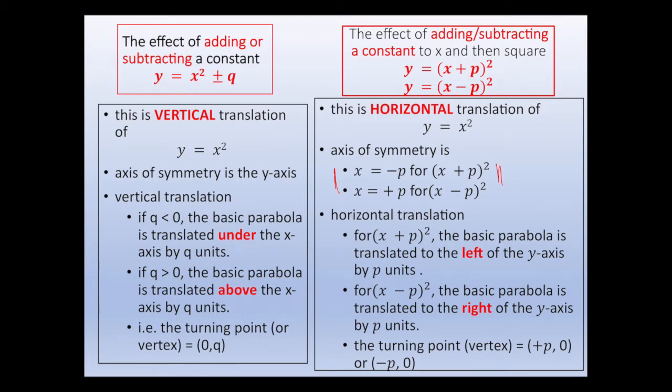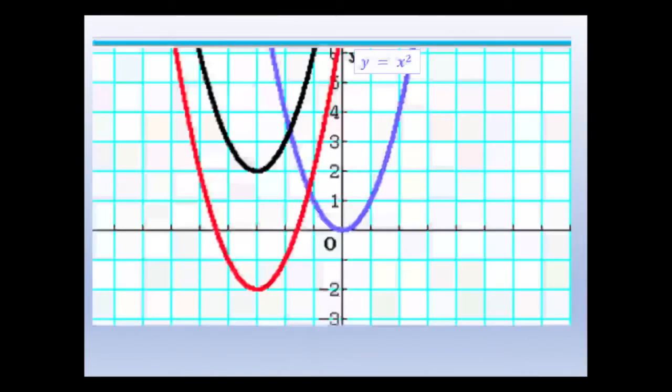Now, for the horizontal translation, x plus p, you move across to the left of the y-axis by p units. X minus p, you move across to the right by p units. And the turning point, the vertex, is plus p, 0 or minus p, 0.